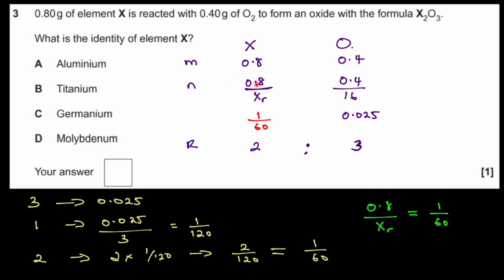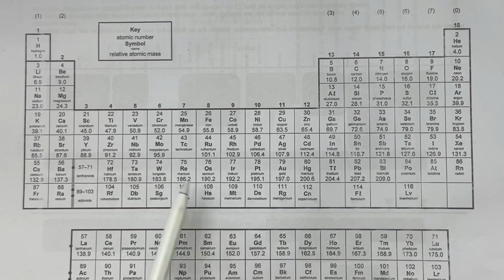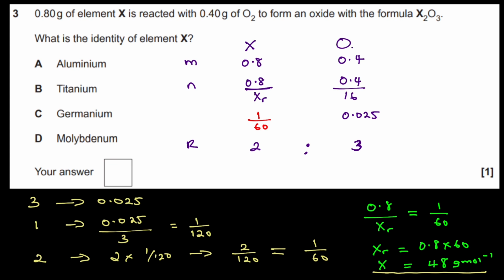Because if that's 0.8 over Xr, and that equals 1 over 60, I can find Xr by cross multiplying that times that, and that times that. So my Xr will be equal to 0.8 times 60. X will be equal to 48 grams per mole. I need to look into the periodic table and find which element has 48 grams per mole. On checking, I found out that titanium is 48 grams per mole. So the answer will be titanium, and that will be B.